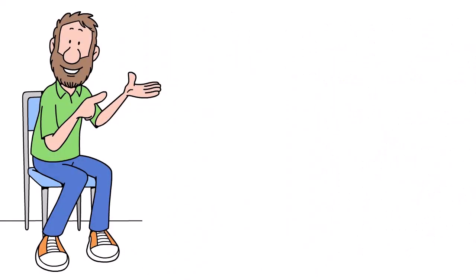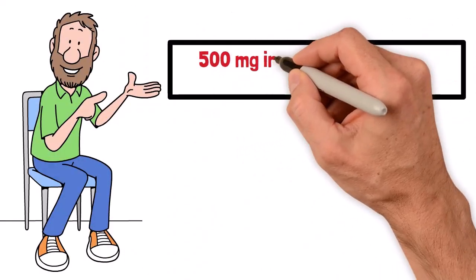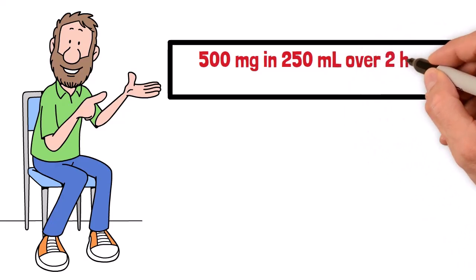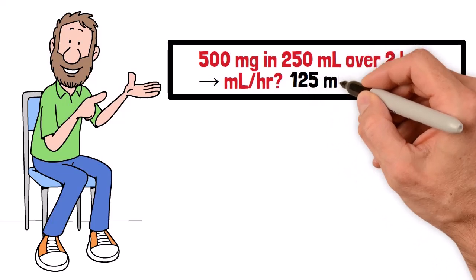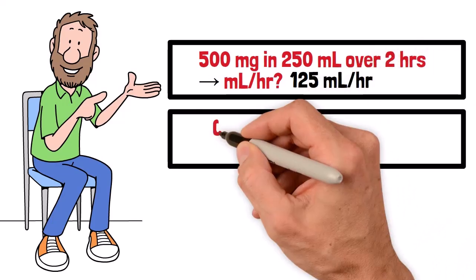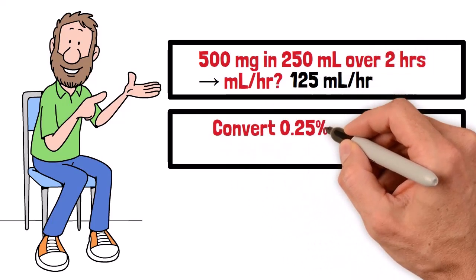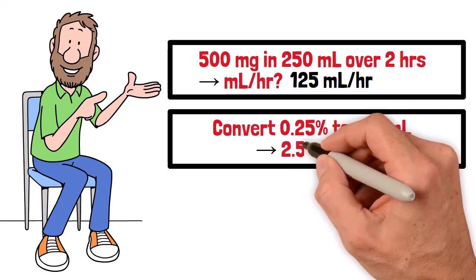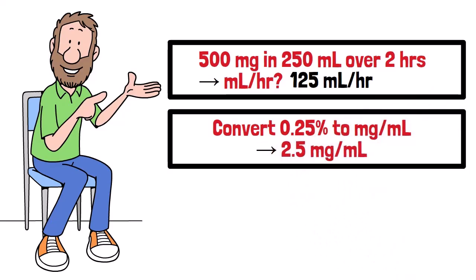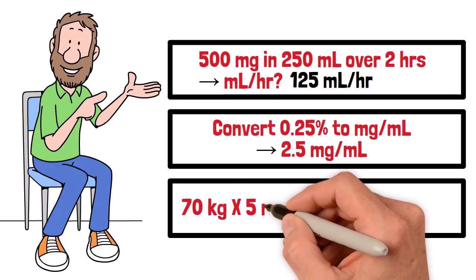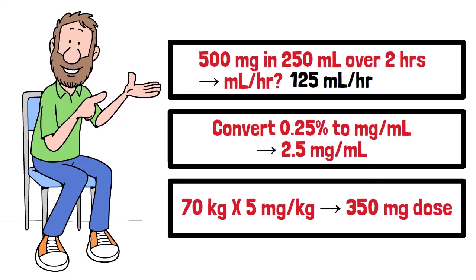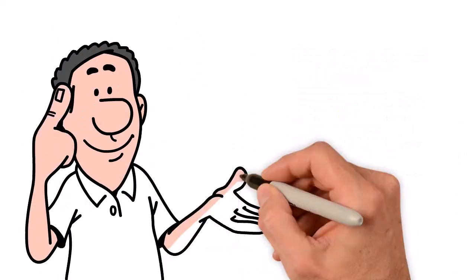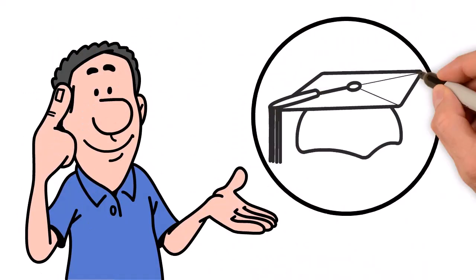Let's rapid fire. 500 milligrams in 250 milliliters over 2 hours. Milliliters per hour. 125 milliliters per hour. Convert 0.25% to milligrams per milliliter. 2.5 milligrams per milliliter. 70 kilograms times 5 milligrams per kilogram. 350 milligram dose. You've just mastered pharmacy math tips that'll serve you for your whole career.